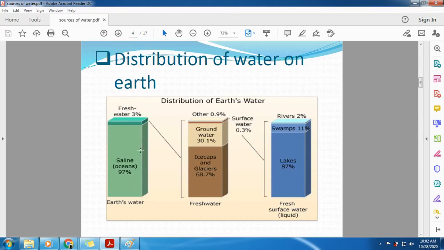Okay? 97% of all water sa Earth is in oceans. Okay? So, ang 3% fresh water.